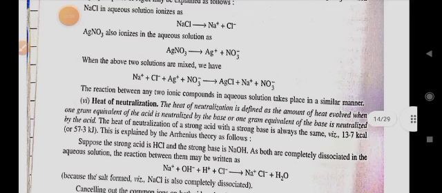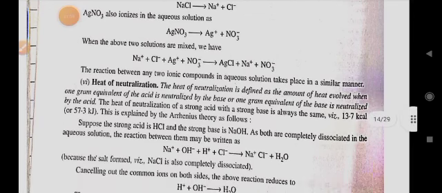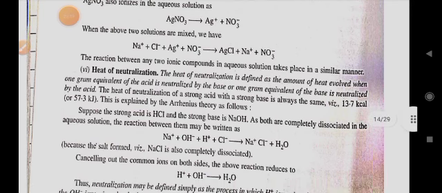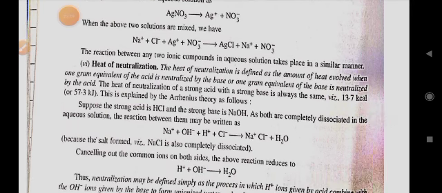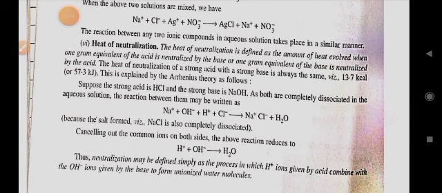AgNO3 ionizes in the aqueous solution as AgNO3 gives Ag+ and NO3-. When the above two solutions are mixed, we have Na+ plus Cl- plus Ag+ plus NO3- gives AgCl plus Na+ plus NO3-. The reaction between two ionic compounds in aqueous solution takes place in a similar manner.